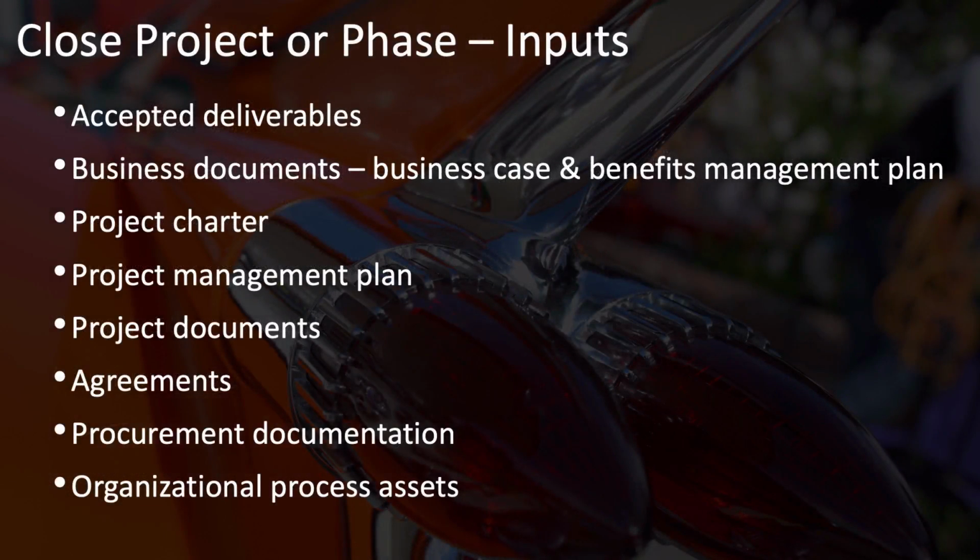The inputs that you'll need to close your project or phase start off with your accepted deliverables, as well as business documents, specifically the business case and the benefits management plan, plus just about everything else that you've generated for the project: the charter, the management plan, other project documents, agreements and contracts that you have, procurement documentation, and organizational process assets.